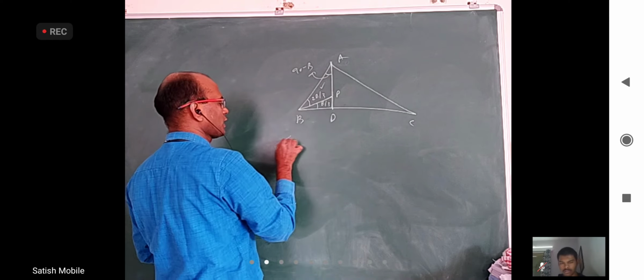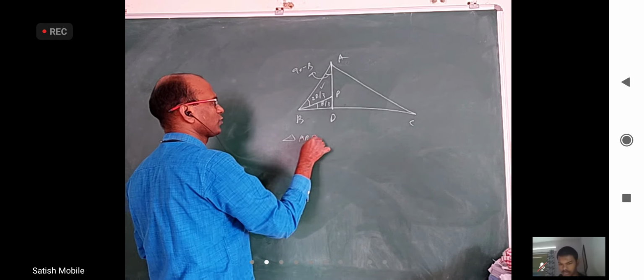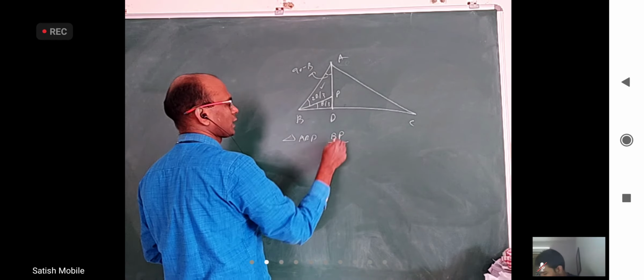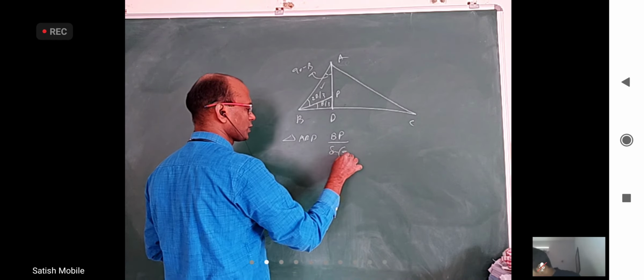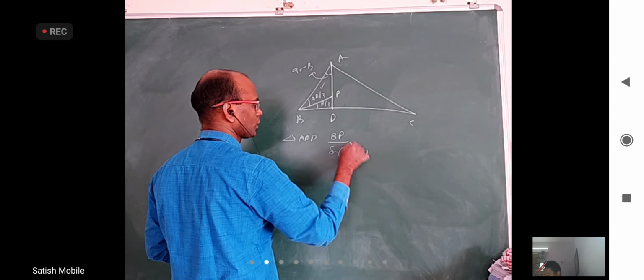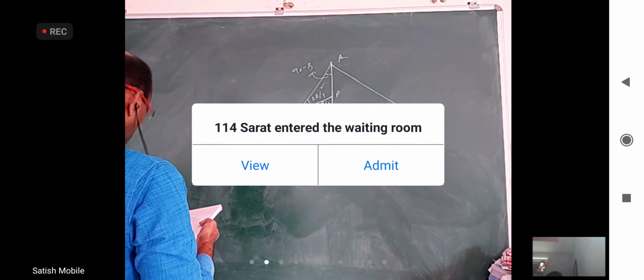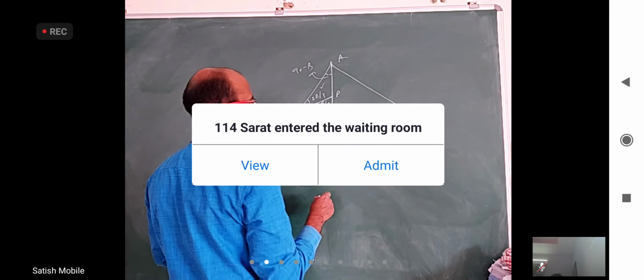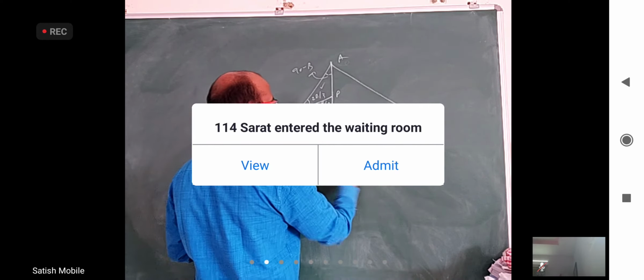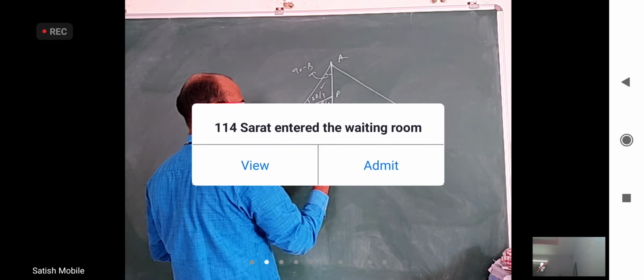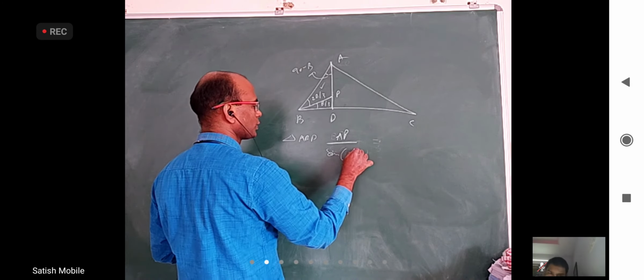In this triangle ABP, if you apply sine rule, BP by the opposite angle is sine 90 minus B is equal to, what they want, AP. So I don't know BP, so I have to find it. AP by the opposite length is sine 2B by 3.